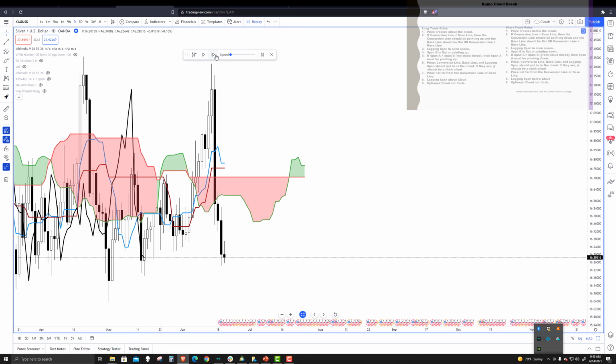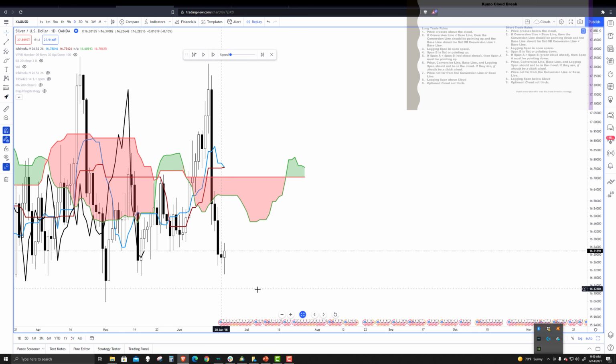And we're looking for that short entry. And okay, so here technically is a valid short. Why? Span A is not, or the future cloud is not red, but span B is flat and span A is sloping down. We have the conversion line.